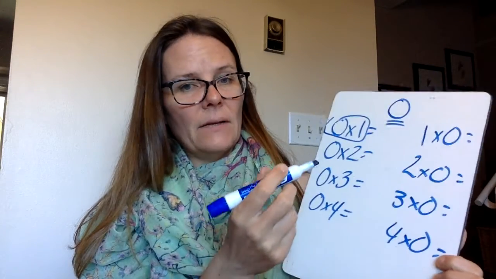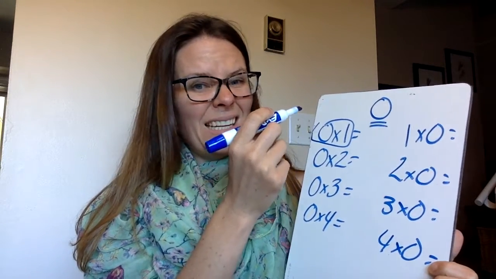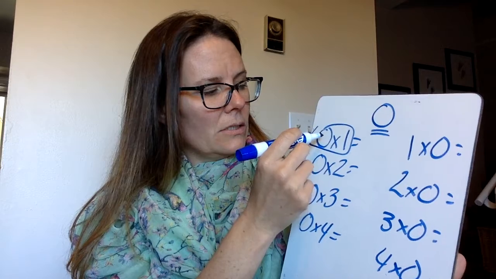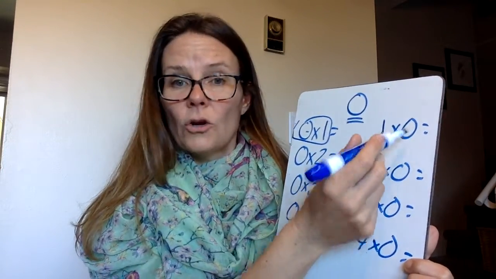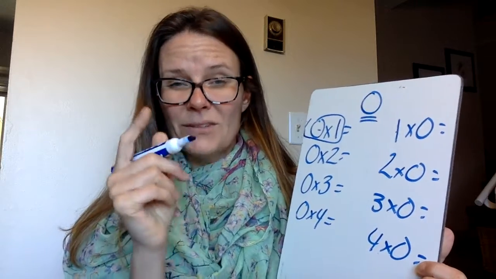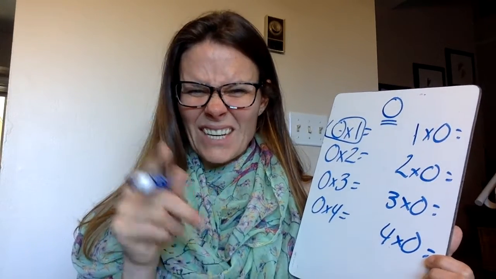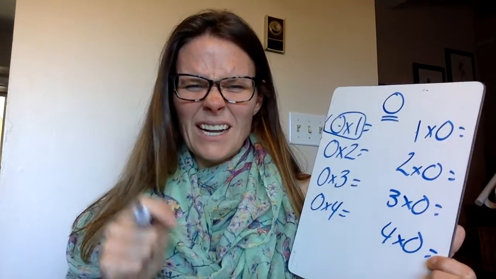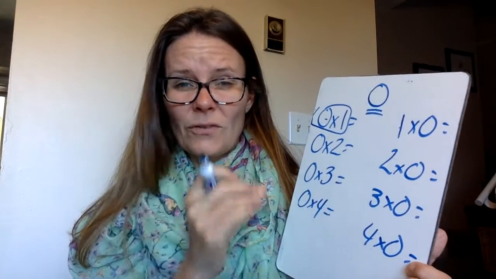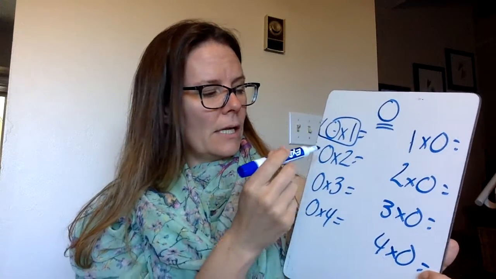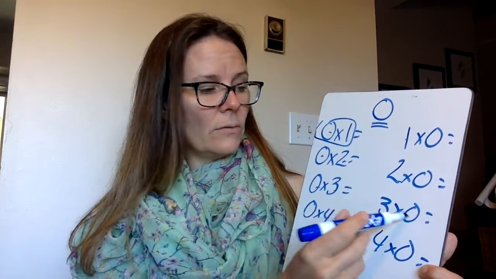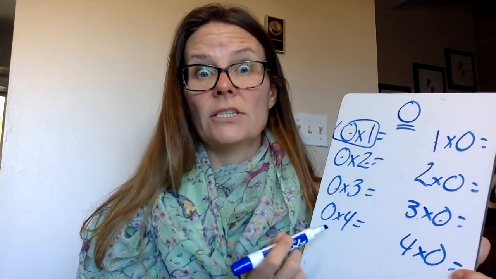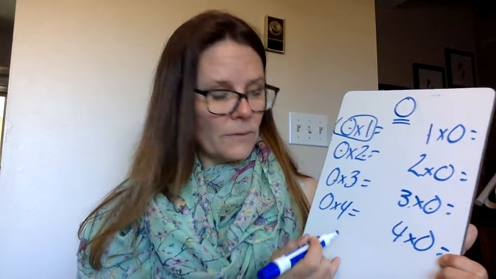I am saying there are no groups of 1. I am saying there's one group of nothing. Remember, 0 is that important number that I always tell you all the time? 0 is so great, I just love it so much. Don't forget about 0, it's really important. There are 0 groups of 2 or there are 2 groups of nothing. There are 0 groups of 3 or there's 3 groups of nothing. There are 0 groups of 4 or there are 4 groups of nothing.